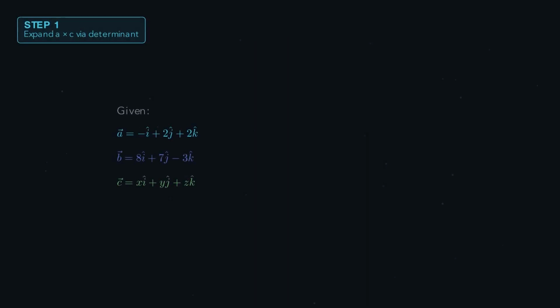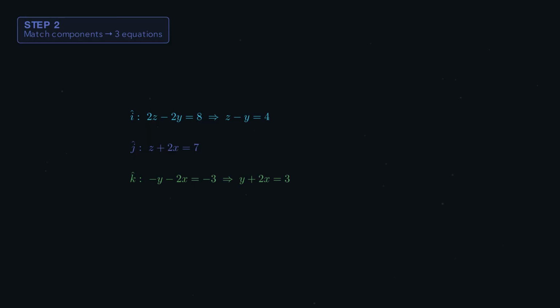Let C equal xi plus yj plus zk. We compute A cross C using the 3×3 determinant. The i component gives 2z minus 2y. The j component gives z plus 2x, and the k component gives negative y minus 2x. We now match these to B. Matching each component to B gives us 3 equations.